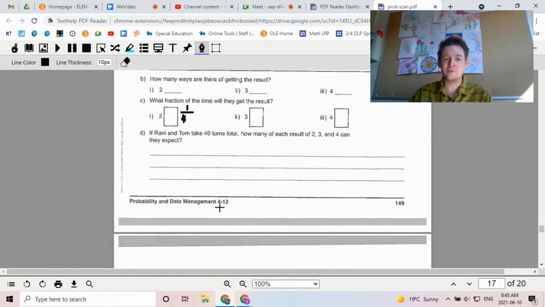Here it says if Randy and Tom take 40 turns total, how many of each result of 2, 3, and 4 can they expect? So you're making a prediction based on the probability, based on the fractions even.